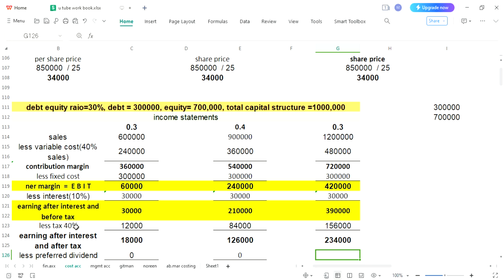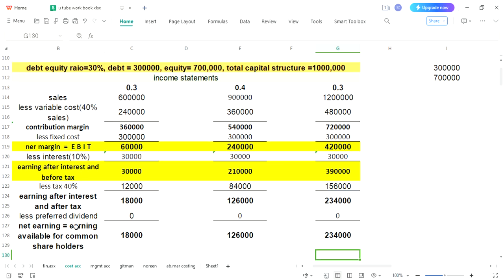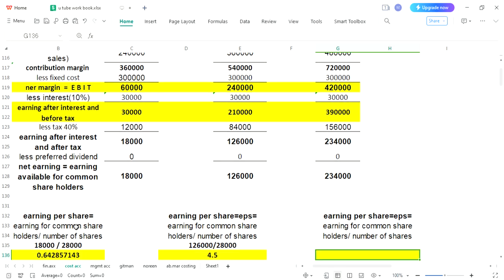No preferred dividend is present, so finally we are ready to calculate our earning available for common shareholders by subtracting preferred dividend from earning after interest and tax. 234,000 previous earning, and you will subtract preferred dividend. We have got our earning available for common shareholders. So we are now ready to calculate EPS, earning per share, for which the earning available for common shareholders, 234,000 we have just calculated, needs to be divided by the number of shares.